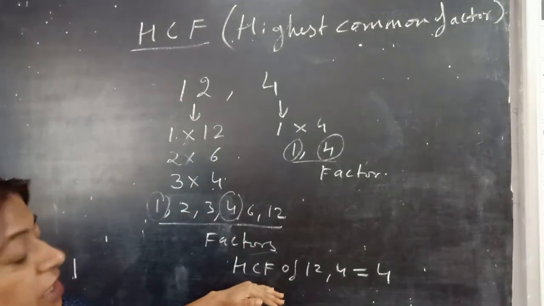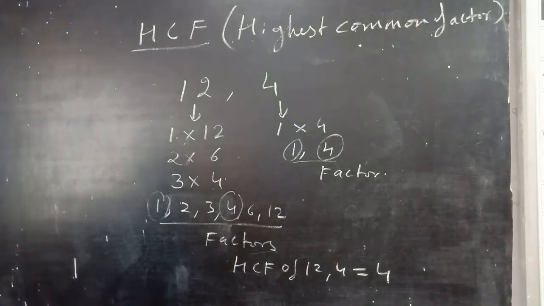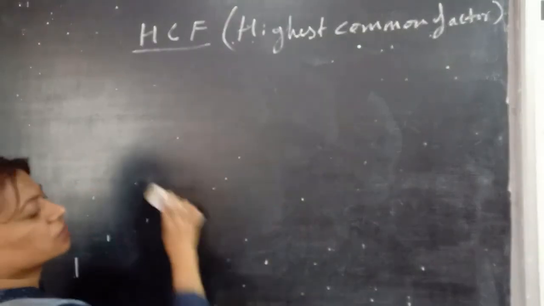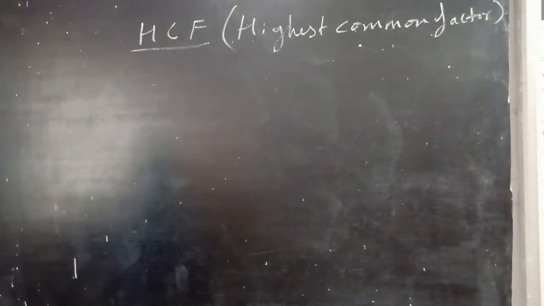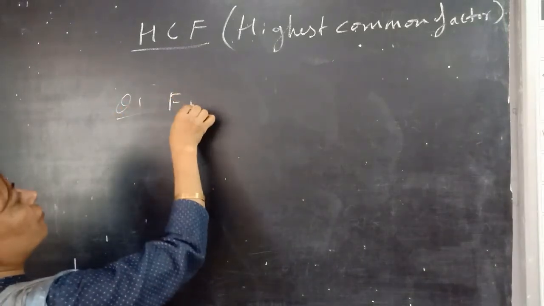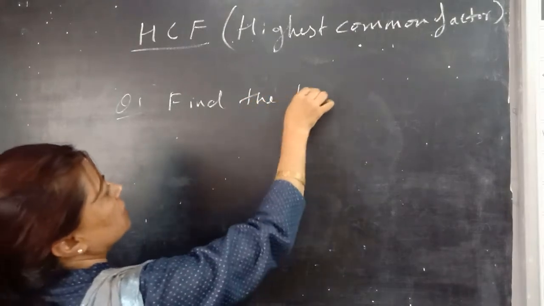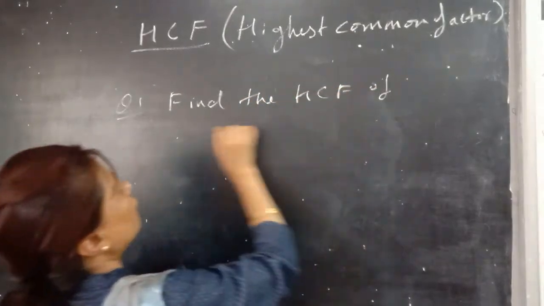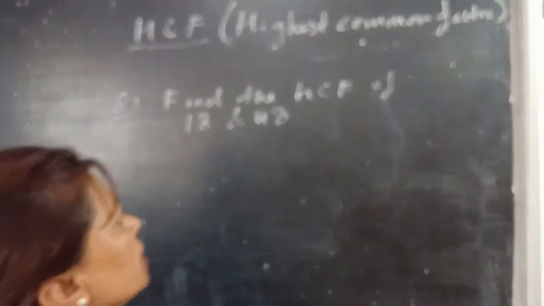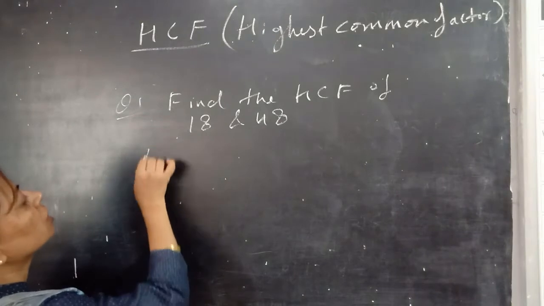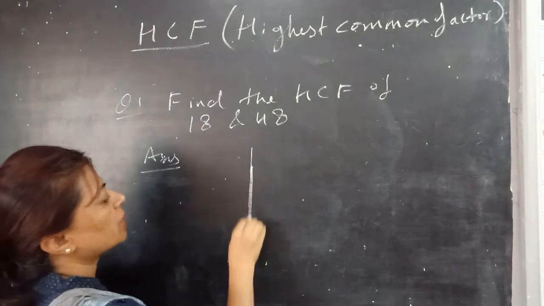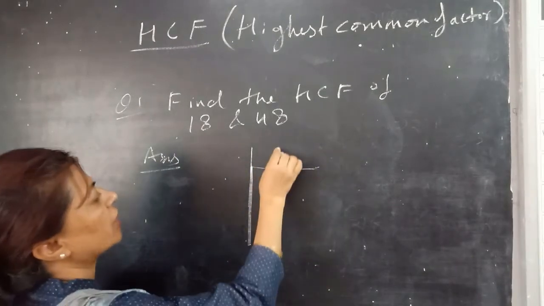Now let us take some examples. There is a procedure for finding the highest common factor. Let us take some questions. First of all, I am taking two numbers, 18 and 48. Suppose the question is: find the HCF of 18 and 48. So what you have to do is find all their possible prime factors. This is the process for finding.